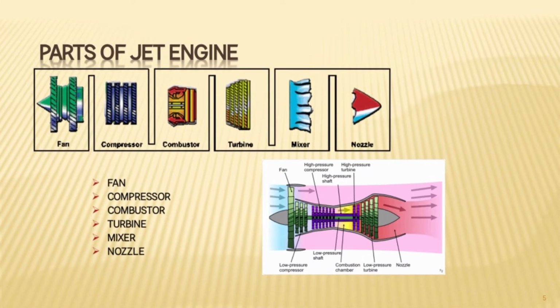Next, see parts of jet engine. There are six parts known: fan, compressor, combustor, turbine, mixer, and nozzle.